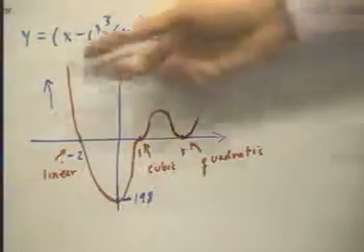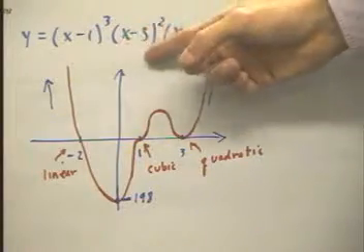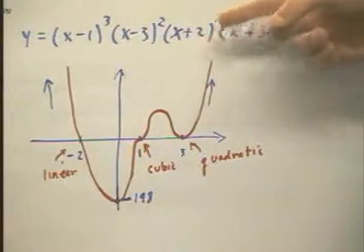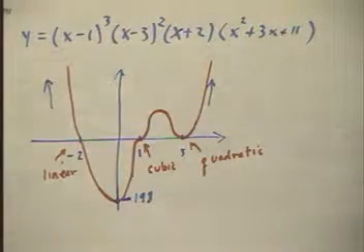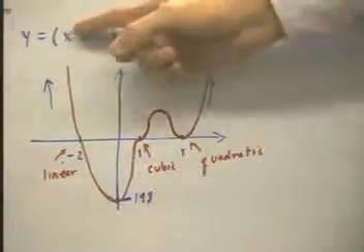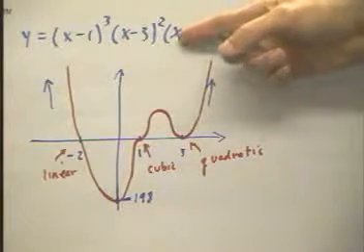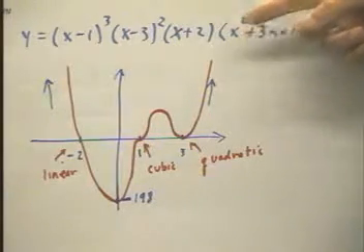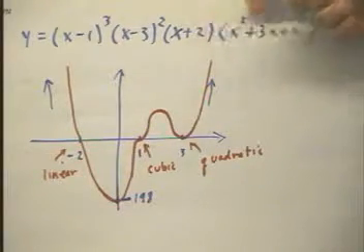The quiz problem was to graph y equals quantity x minus 1 cubed times x minus 3 quantity squared times x plus 2 times x squared plus 3x plus 11. We note that we have an 8th degree polynomial. We'll get an x cubed out of this, an x squared out of this, an x out of this, and an x squared out of this. That gives us 3 plus 2 plus 1 is 6 plus 2 is 8.